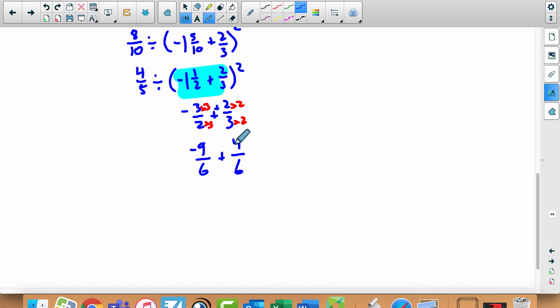We definitely have more negatives than positives. So we know our answer is going to be negative. And since they're different signs, this one's negative and this one's positive, you actually want to subtract. So you would be doing 9/6 minus 4/6, which equals 5/6. And don't forget, it's going to be negative.